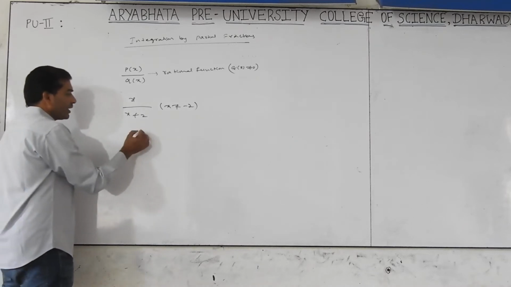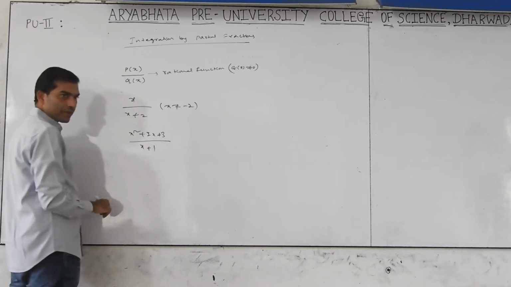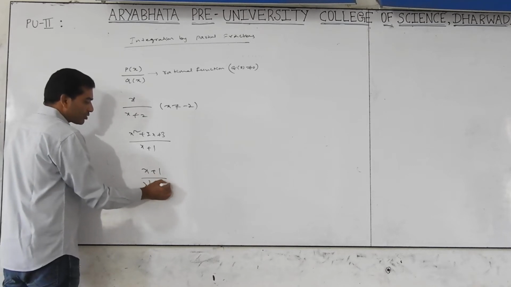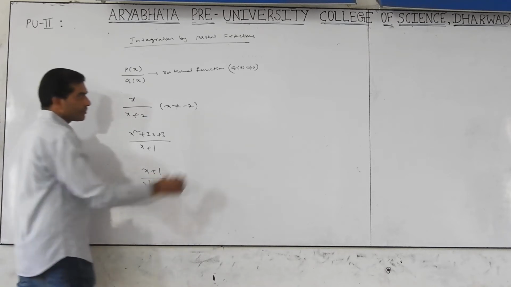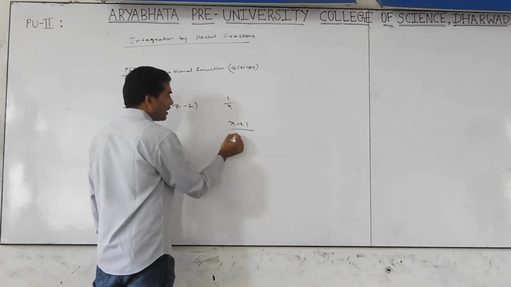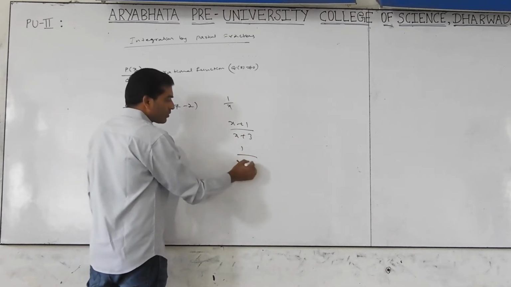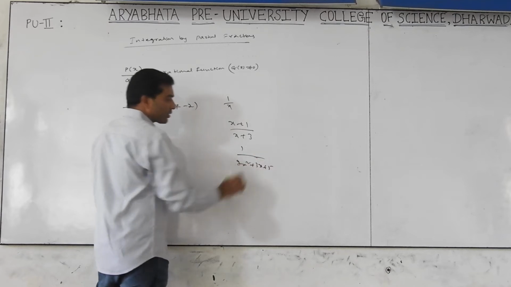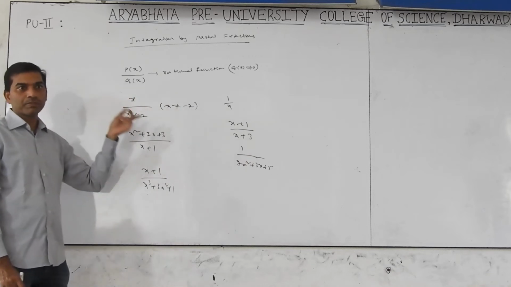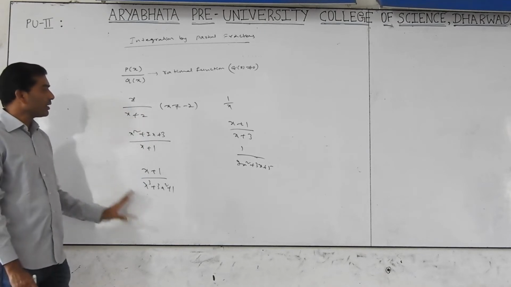x square plus 2x plus 3 by x plus 1 is also a rational function. x plus 1 by x cube plus 3x square plus 1 is a rational function. 1 by x, rational function. x plus 1 by x plus 3, rational function. 1 by 2x square plus 3x plus 5 is also a rational function, because the numerator is constant. p of x, q of x polynomial means it may be a constant polynomial also. So these all are called rational functions.